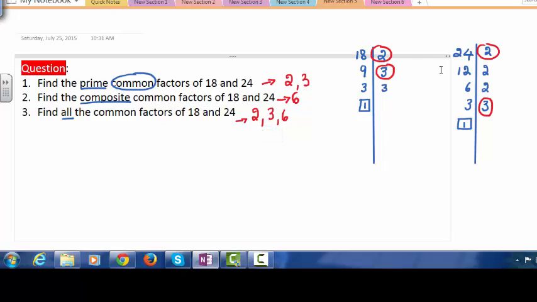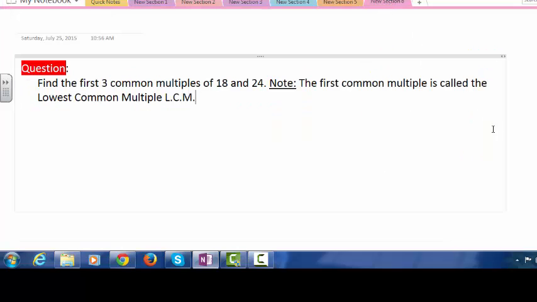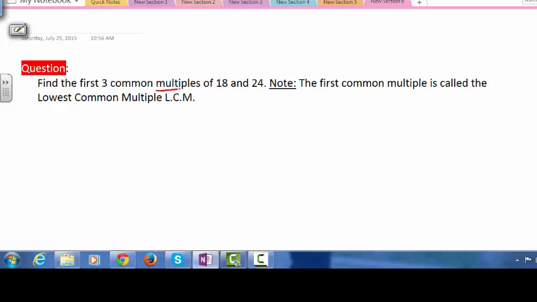Excellent. Now we go to another type of question. Find the first 3 common multiples of 18 and 24. Now be careful: multiples, it's not factors, it's multiples, it's totally different. Note, the first common multiple is called the lowest common multiple, LCM. So let's understand first what we are doing, and after that we're gonna answer the question.